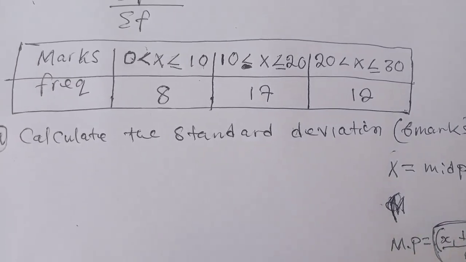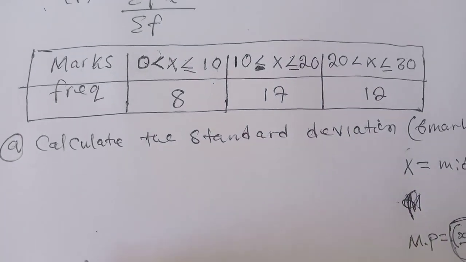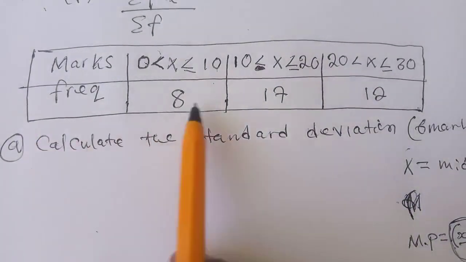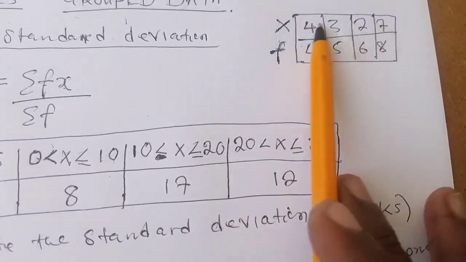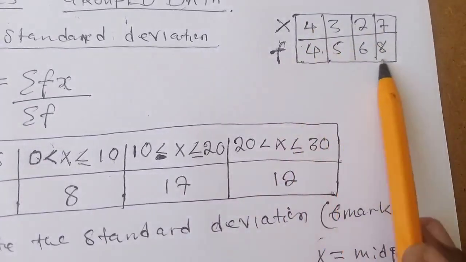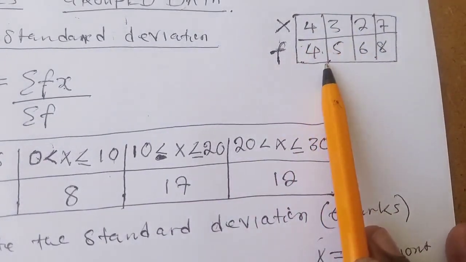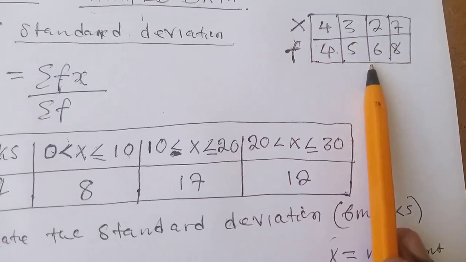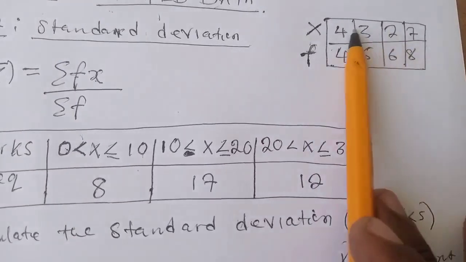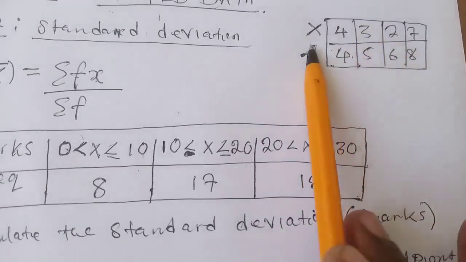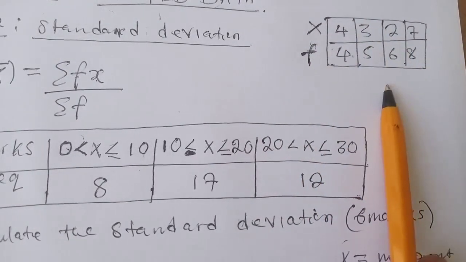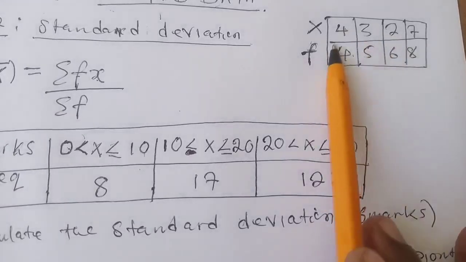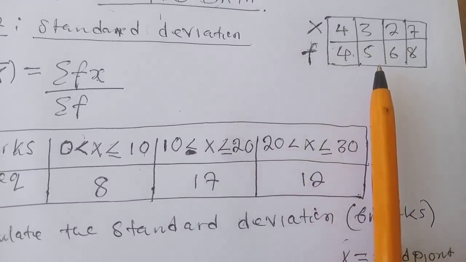So what you do, you actually make a table like this. Just a table like this one. So you make a table for what? For ungrouped data. That is what you are going to do. You are supposed to make a table for ungrouped data, and you know how to find the standard deviation using ungrouped data. How did we do that?